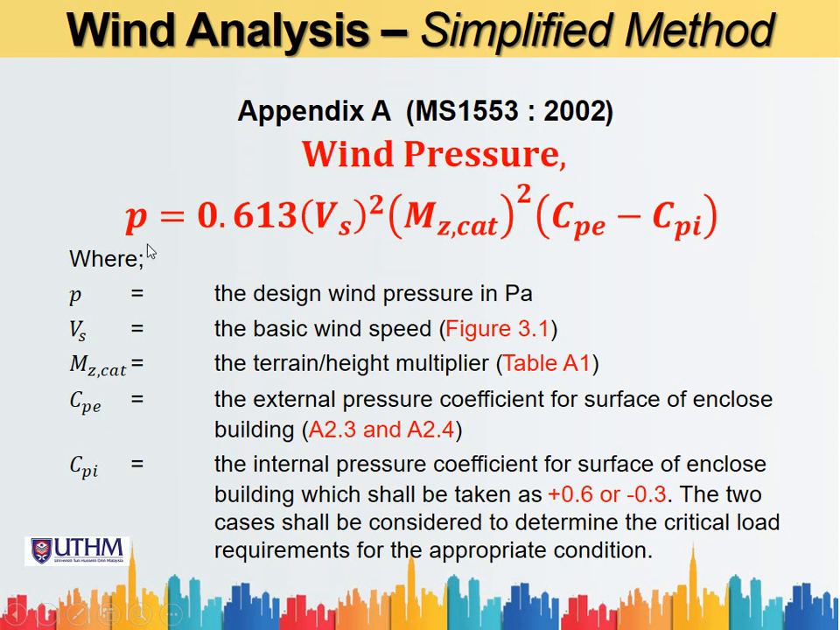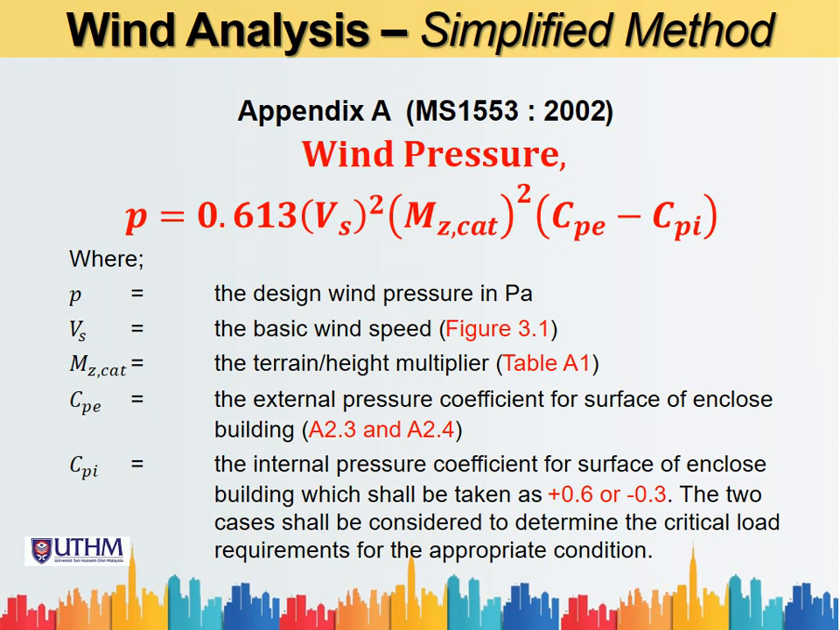The wind pressure is equal to 0.613 multiplied by the basic wind speed, multiplied by the terrain height multiplier, and multiplied by CPE, the external pressure coefficient, minus CPI, the internal pressure coefficient. So this is external, this is internal, E and I. P stands for pressure, and both C are coefficients. This equation in the Malaysia Standard is referred to page 66.